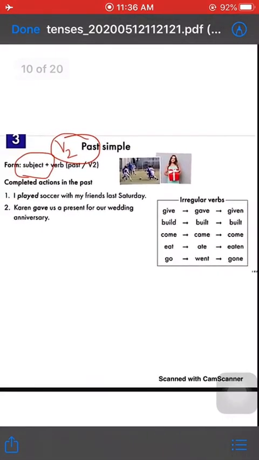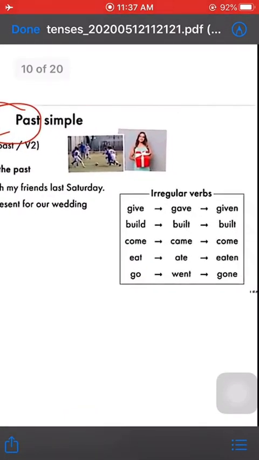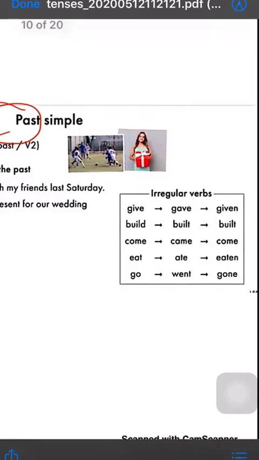Right? These types of verbs are called irregular verbs. There are no rules for making past forms with them. So you have to memorize the correct forms. Here are some examples on the screen: give, gave, given; build, built, built; come, came, come; eat, ate, eaten; go, went, gone. Clear?